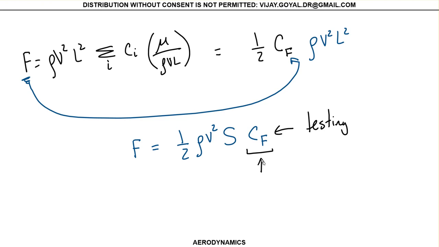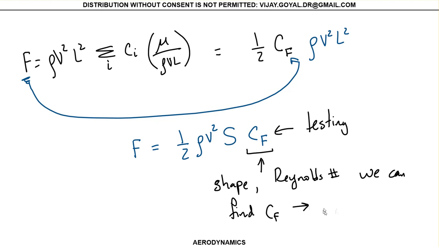So what you're basically saying is, given a shape, remember it's a function of the Reynolds number. We can find CF and therefore find F. Okay, so remember again, this term right here is the Reynolds number, and this whole thing is what we're going to call CF.